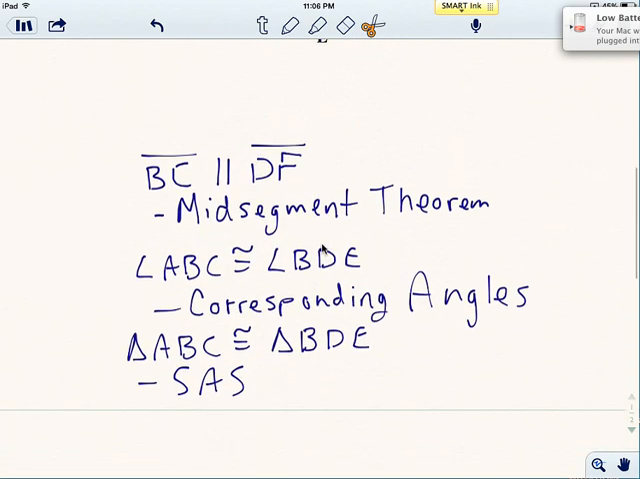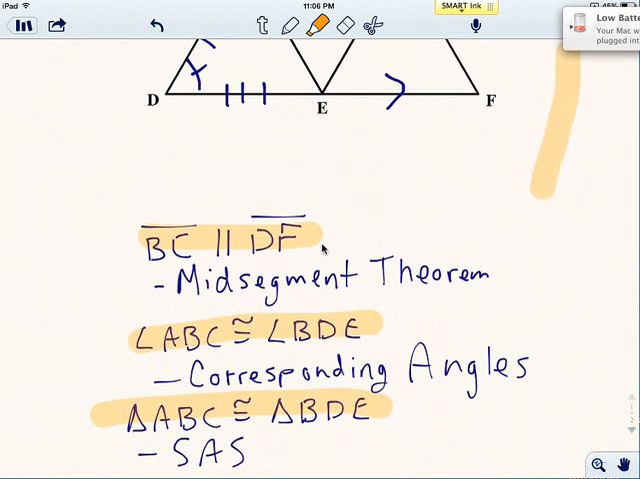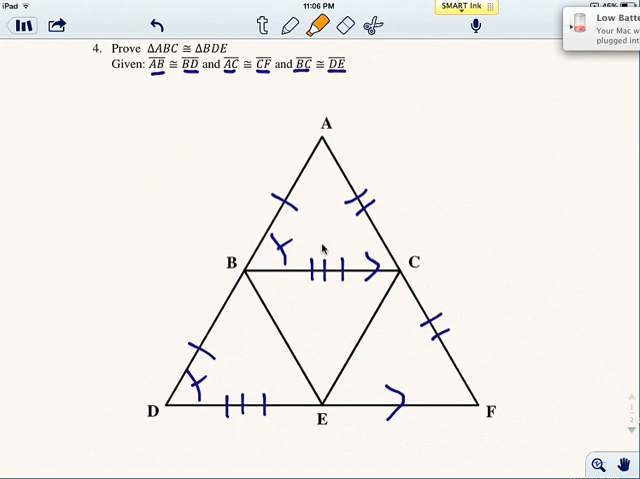Okay, so I've got my triangles are congruent because of side angle side. This was the only piece of information I needed for side angle side. We proved that because of corresponding angles, and we needed this piece of parallel information to be able to prove corresponding angles, and the mid-segment theorem went ahead and gave us that piece of parallel line information that we needed. So that's our proof for number 4.